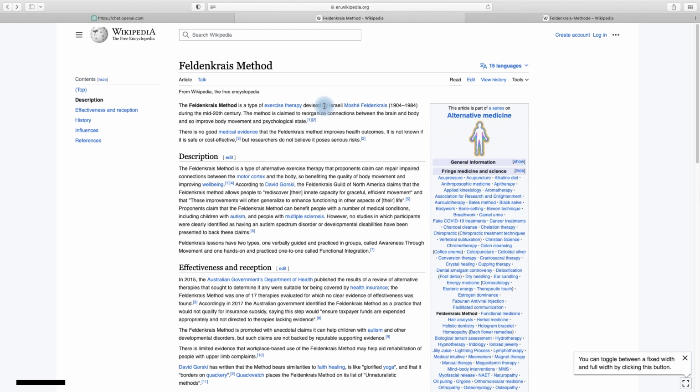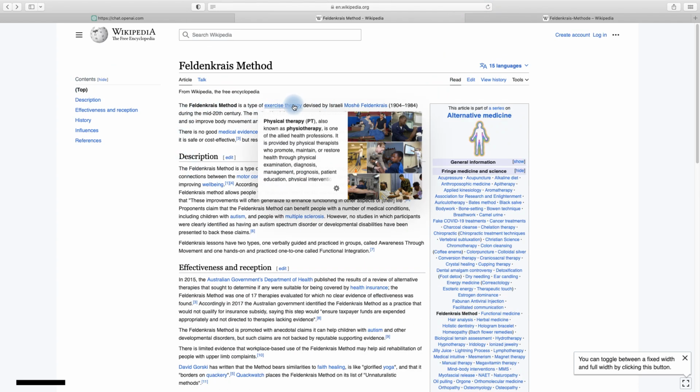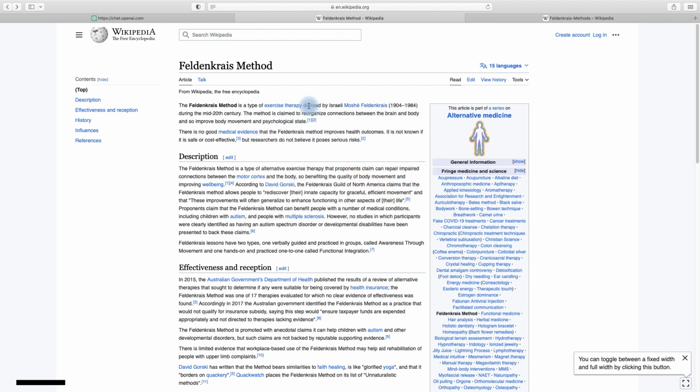So we have the English Wikipedia article here. The Feldenkrais method is a type of exercise therapy. That's already, we don't consider Feldenkrais to be a therapy in particular. So bad term actually, I would say. Developed during the mid-20th century, the method is claimed to reorganize connections between the brain and body, and so improve body movements and psychological state. So that's a good statement, I would say.